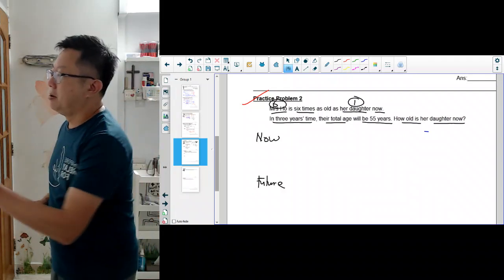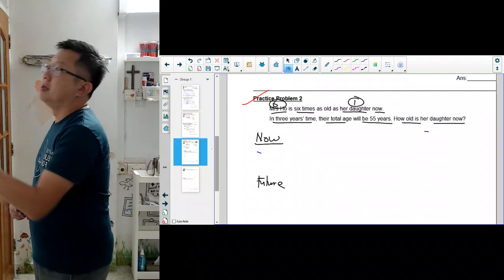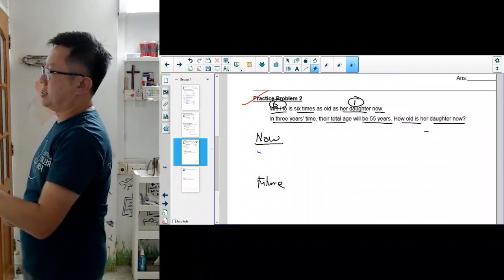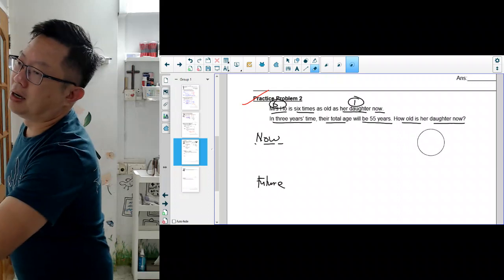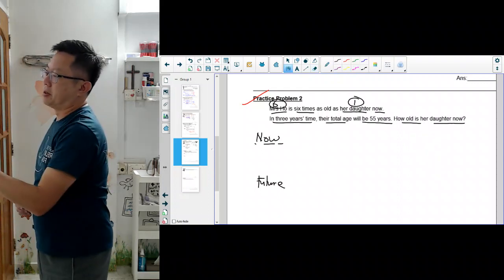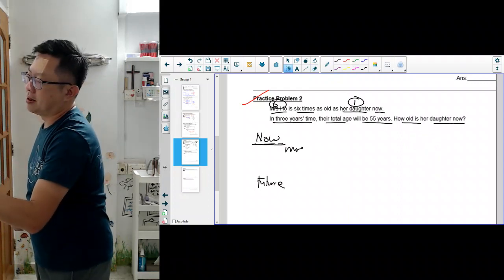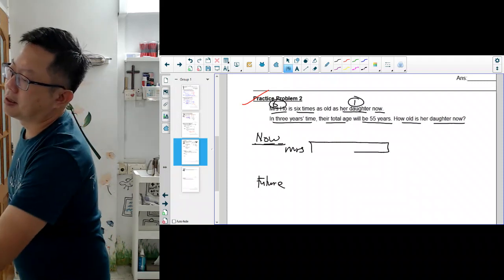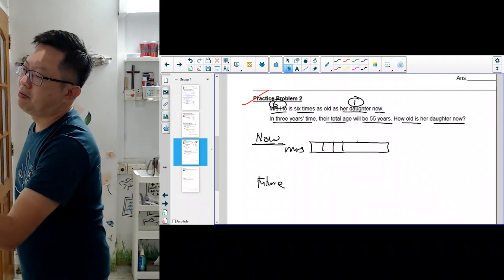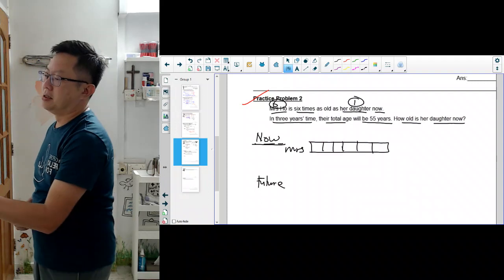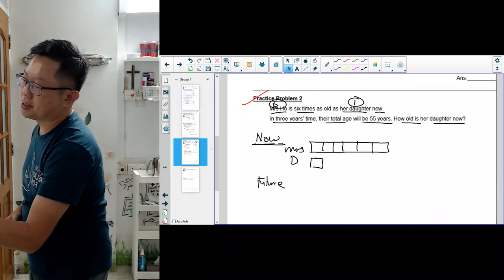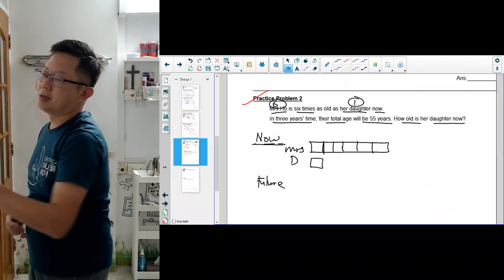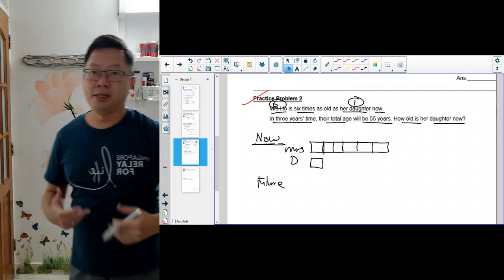And so Mrs. Ho is 6 times as old. So let's draw 6 boxes for Mrs. Ho. Right, so you have 1, 2, 3, 4, 5, and 6. And the daughter will be 1 box or 1 time. Okay, so that is the now, the present.